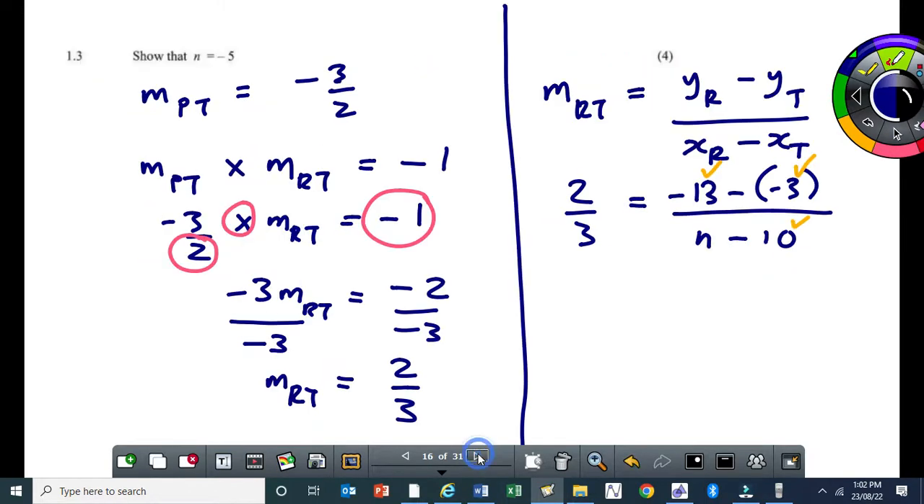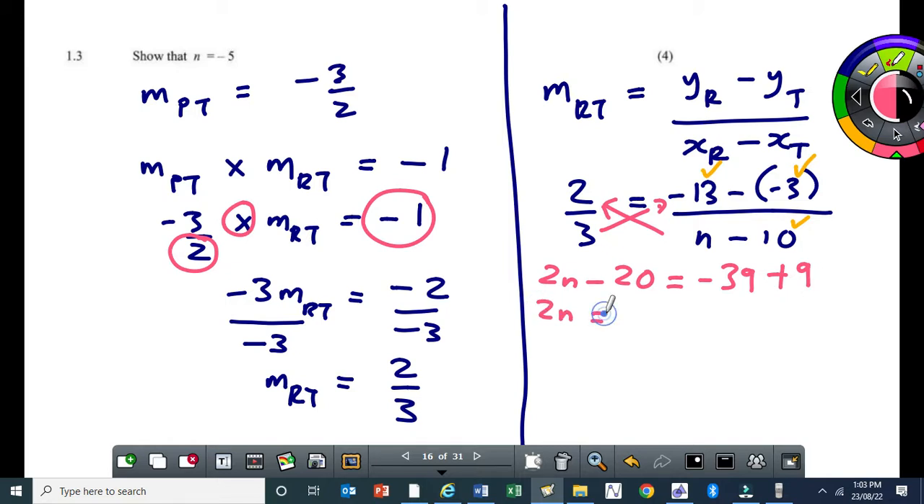So, from here, you cross multiply. So, we do a cross multiplication like that. You end up getting 2n minus 20 is equal to minus 39. Well, this will give me a plus 3 times 3, I'll get a positive 9. Are you following? Your knowledge of equations that you did in term 1 is required. Then you get 2n equal to, this will give me minus 20. Let's see if I make a mistake there.